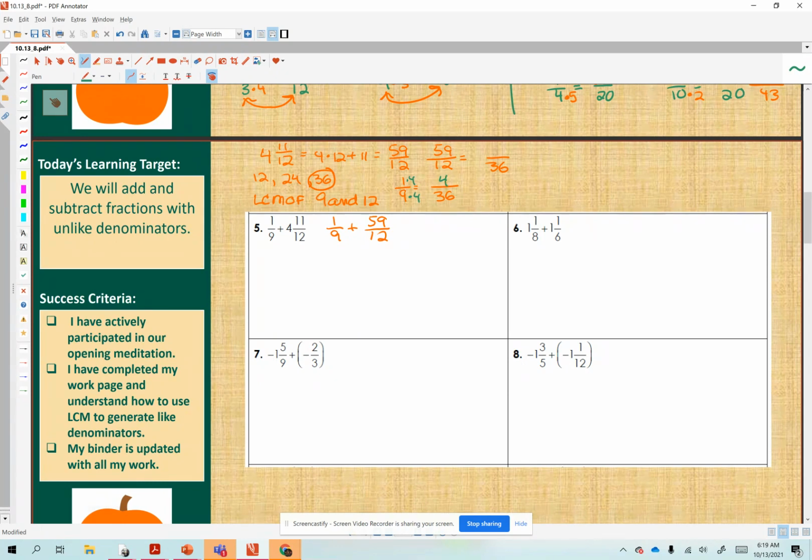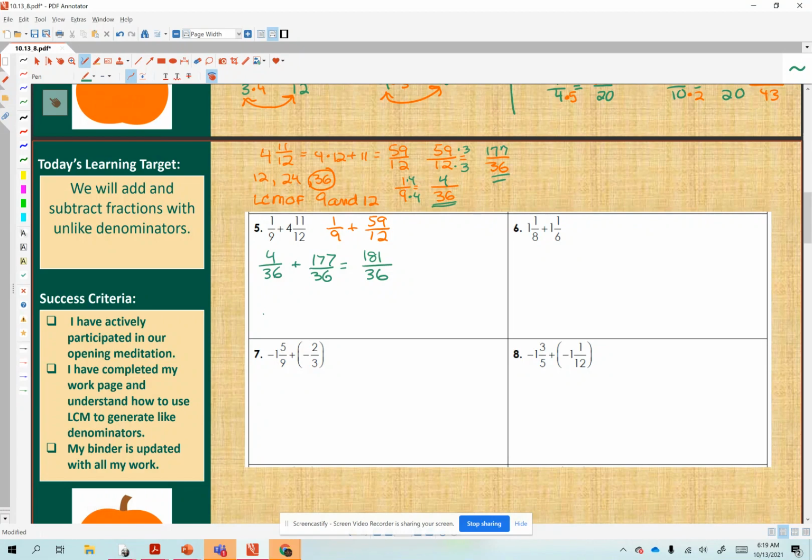1 times 4 is 4. So we've got our first fraction there. 12 times 3 is 36. 59 times 3 is 177. So there's our second fraction. So now we have 4 over 36 plus 177 over 36. And when we add those numerators, they add up to 181 over 36.